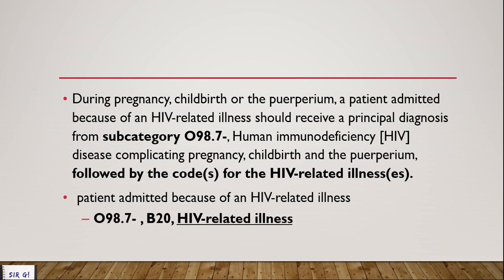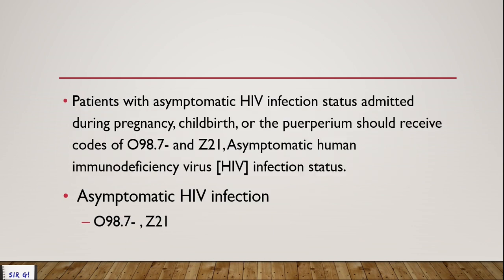Now, there is a dash because you always need to specify the specific trimester first. Okay? And you have your B20 if it's AIDS already, and the HIV-related illness if it's available. Correct? That is your sequencing for an HIV-related illness in a patient with AIDS. Now, if the patient is asymptomatic but pregnant, and is positive with HIV, okay, a pregnant woman who is HIV positive but has no signs and symptoms yet, you need to code Z21. But you always need to code O98.7 first, followed by Z21, asymptomatic HIV.